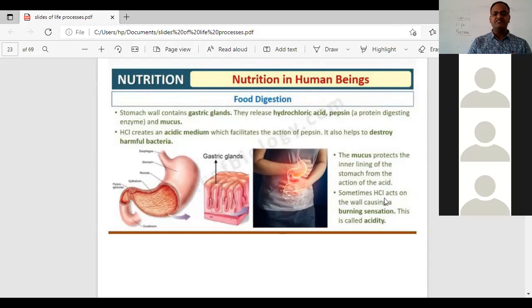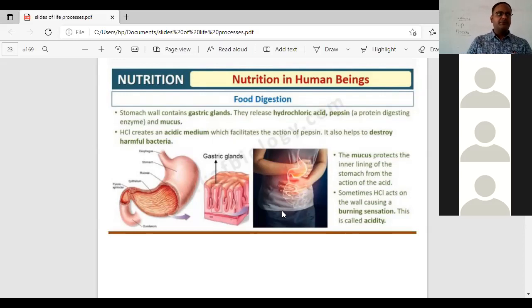And sometimes this HCl acts on the wall, causing a burning sensation. This is called acidity. For example, when we are on an empty stomach, the HCl is not getting any food for its action. And so at that time, what happens? This HCl starts acting on the stomach only. And as a result, we have acidity or the burning sensation. So this is all about the process of digestion in the stomach.